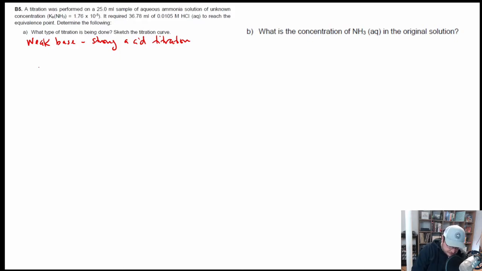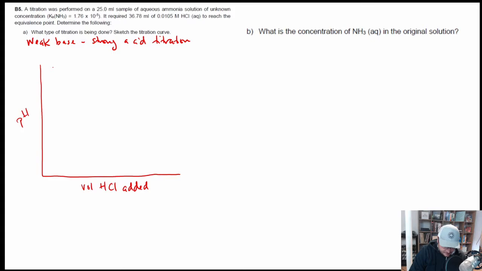So if we just simply plot this out, what we have here is pH on the y-axis, and on the x-axis we have volume of HCl added. What should happen is that you're going to have a high pH initially, because we're working with a base, so it's going to be up here somewhere, and then it's going to level off for a while, and then eventually it's going to have a huge dip down, and then become acidic from that point forward. So this right here is our initial pH.